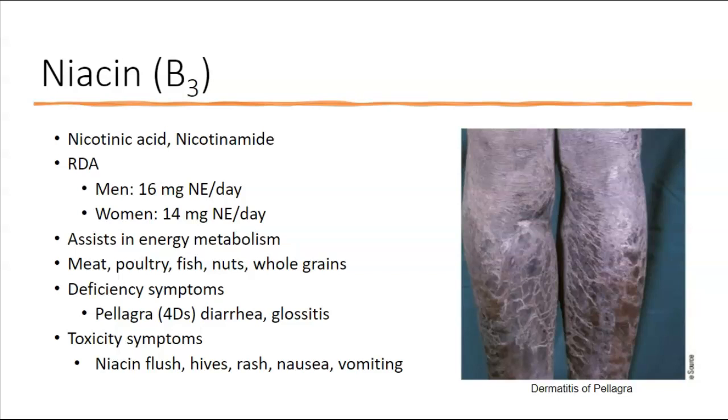And deficiency symptoms, if severe, we get pellagra, and pellagra is associated with the 4 Ds, which is diarrhea, dementia, dermatitis, and death. Those are the 4 Ds. It also can produce glossitis. This picture here is dermatitis of pellagra, and it looks like hard, scaly pieces of skin. Some of the toxicity symptoms: niacin flush, it causes a rash or hives, or nausea and vomiting.